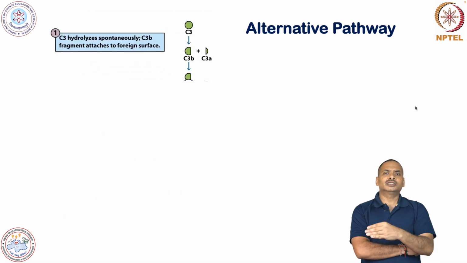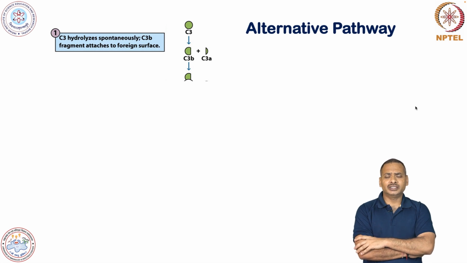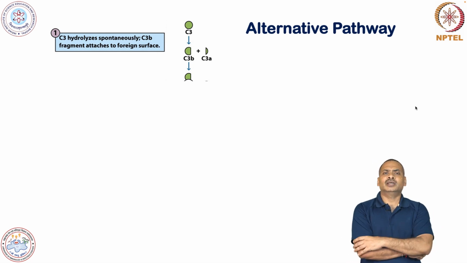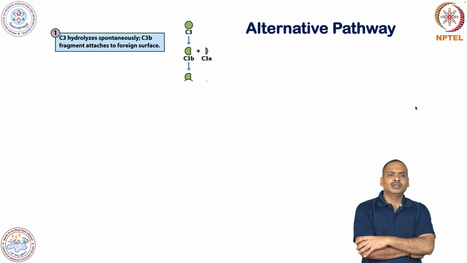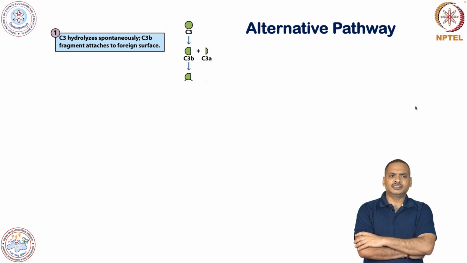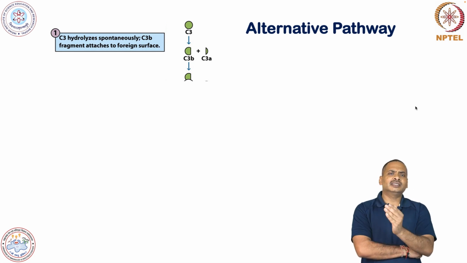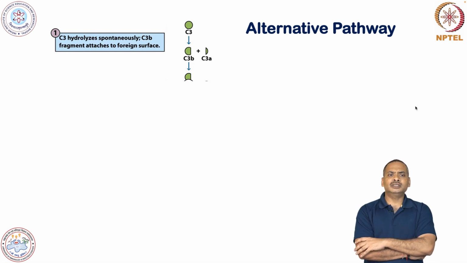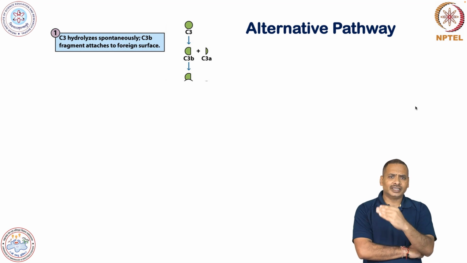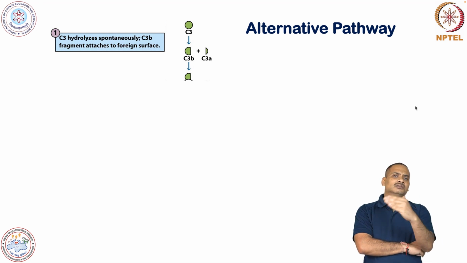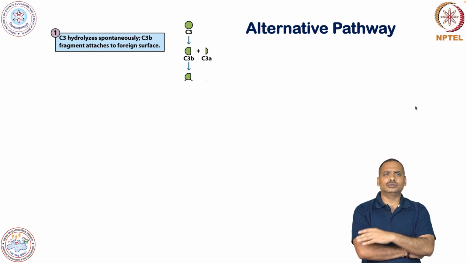Now we will look at how this alternative pathway operates. We will basically look at the initial part, because the later part is the same as the classical pathway. First there will be a spontaneous hydrolysis of C3, and this hydrolysis results in the formation of C3b, which will attach to the foreign surface. Foreign surface means the bacteria, parasites, viruses and so on, as you have seen in the previous slide.